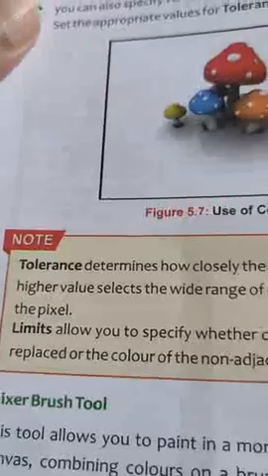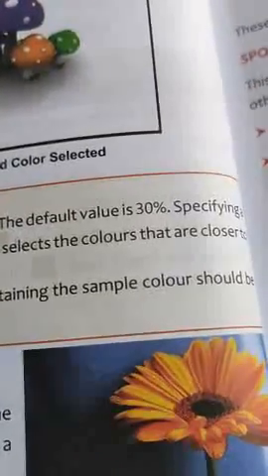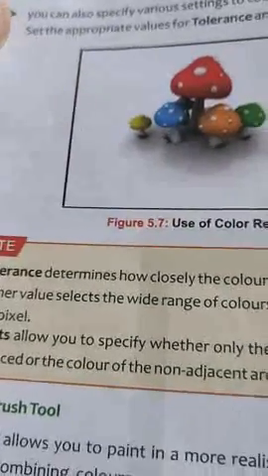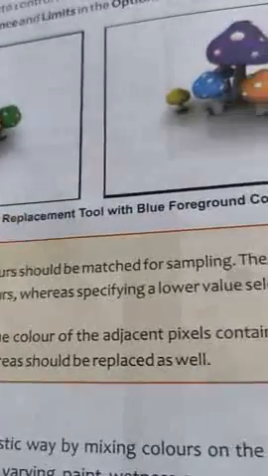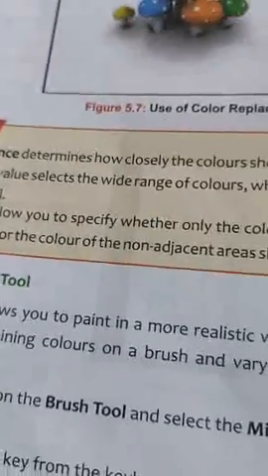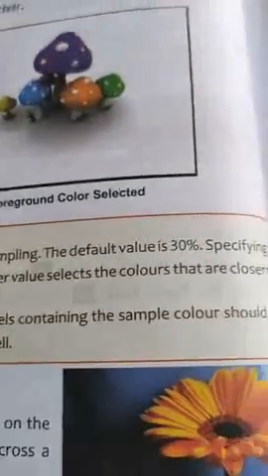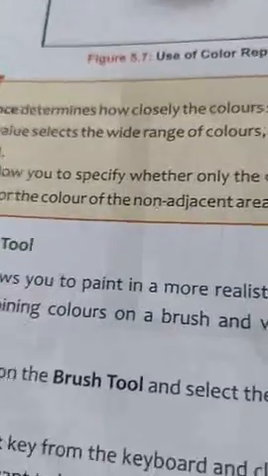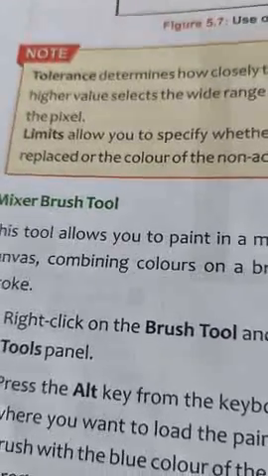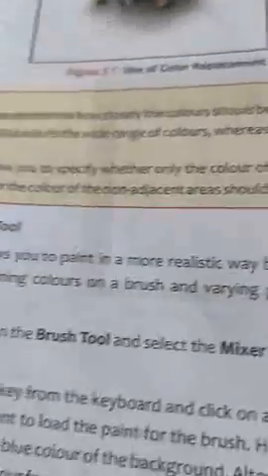Tolerance क्या है? Tolerance determines how closely the color should be matched for the sampling. And the default value is 30%. Specifying higher values selects a wide range of color, whereas specifying lower values selects the colors that are close to the pixel. And limit allows you to specify whether only the color of the adjacent pixels containing the sample color should be replaced or the color of non-adjacent areas should be replaced as well.